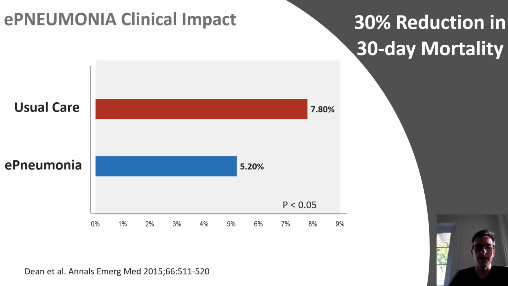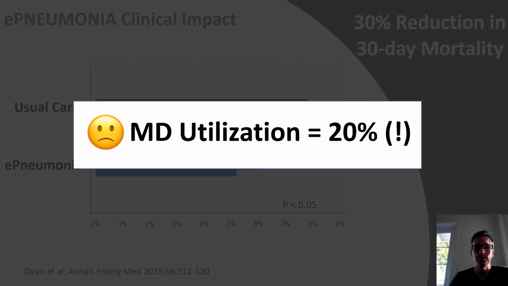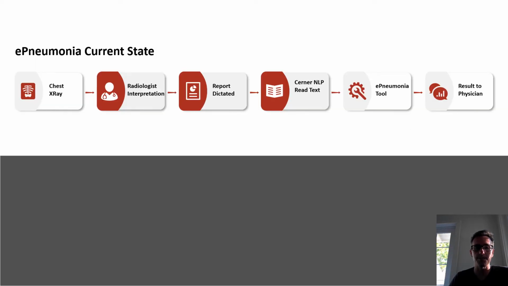And so when he tried this out in a small pilot, he was able to reduce 30-day mortality in this country for pneumonia by 30%, which is astounding, right? To reduce 30-day mortality by the use of this clinical decision support model. But the problem was the MD utilization, so no one was really using it. The utilization was 20%.